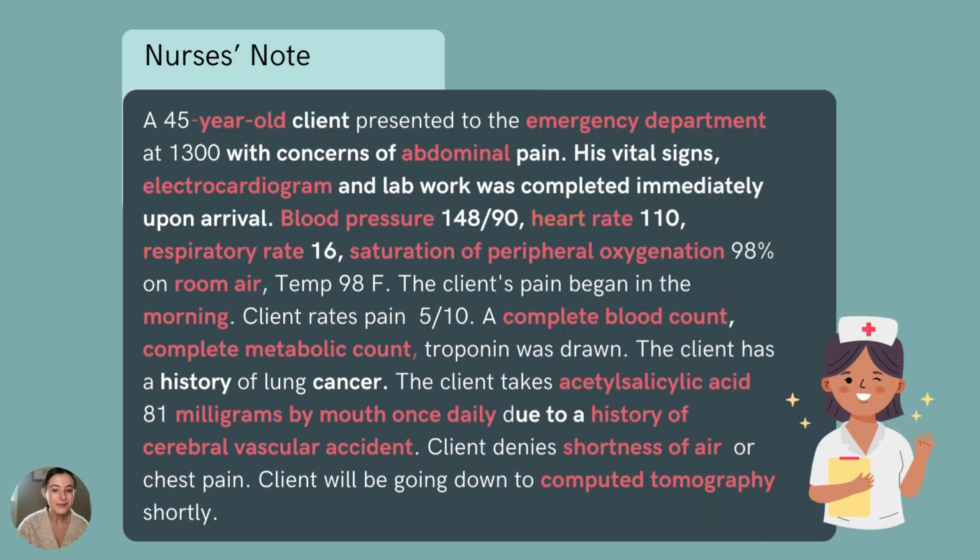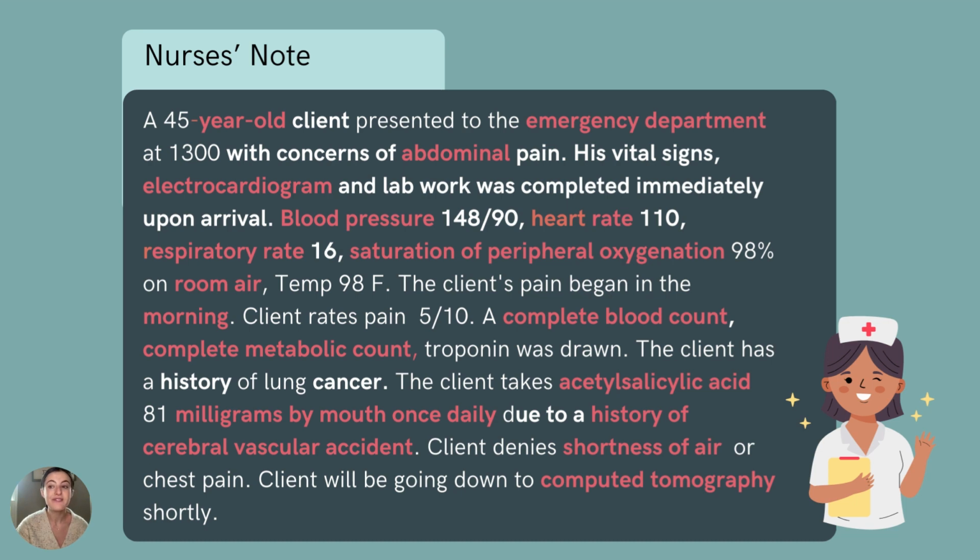All right, now let's walk through what some of these acronyms are. So we have a 45-year-old client who presented to the emergency department at 1300 with concerns of abdominal pain. His vital signs, electrocardiogram, and lab work was completed immediately upon arrival. His blood pressure was 148/90, heart rate was 110, respiratory rate was 16, saturation of peripheral oxygen was 98% on room air, temperature was 98 degrees Fahrenheit, and the client's pain began in the morning.